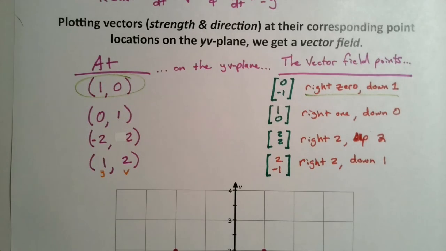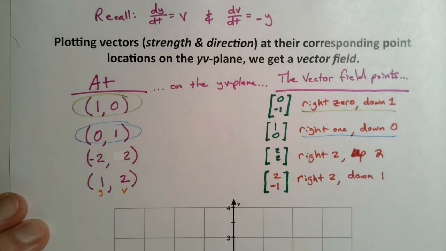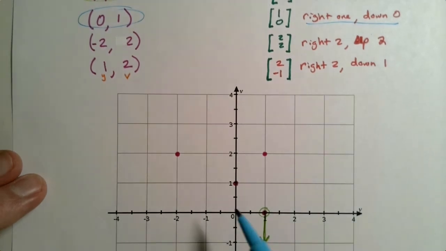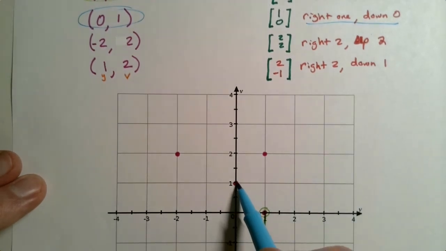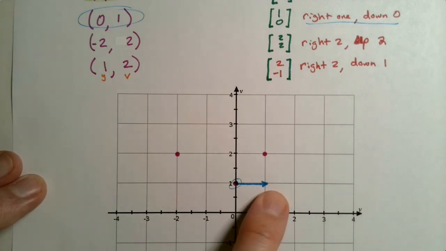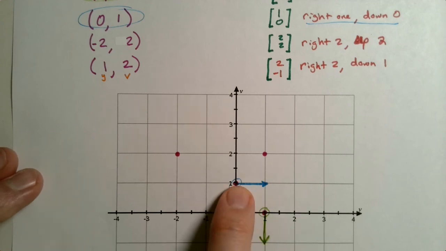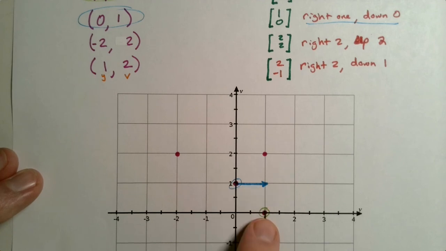From this point right here, (0, 1), it's saying go right 1, down 0. So go this way to there. And so at that point right there, the vector field is telling us to go that way. Now notice, remarkably different, these two are moving in different directions, right? So if you play the clock forward from this point, it's going to start moving this way. But if you play the clock forward from this point, it's going to start moving down.